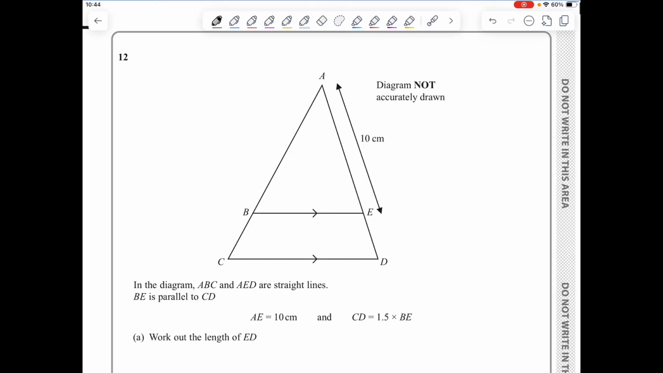For question 12, the most important piece of information I'm given is this one here. CD is 1.5 times BE. So this one is 1.5 times its corresponding parallel line here. So this is the scale factor from the small triangle to the big triangle. So in part A, to find ED, I'll work with the right sides of the two triangles, which are AE, and that's given, and AD, which is this one. And once I find those, I'll just subtract them to find ED.